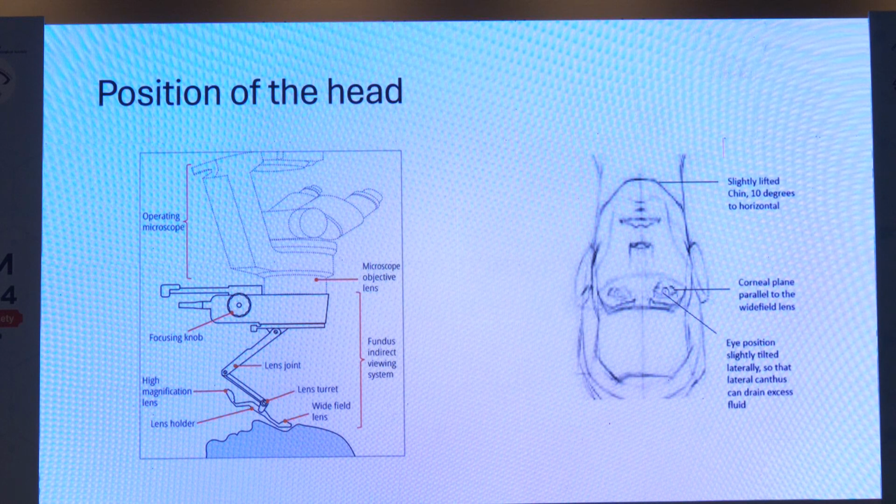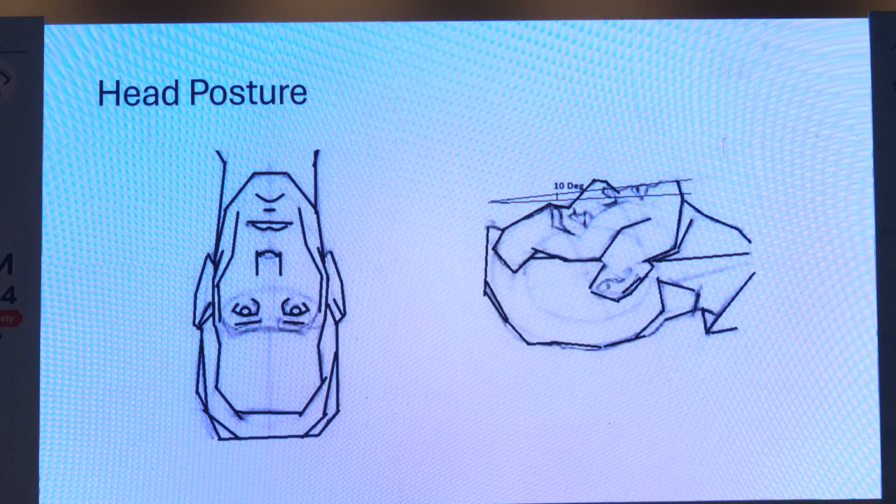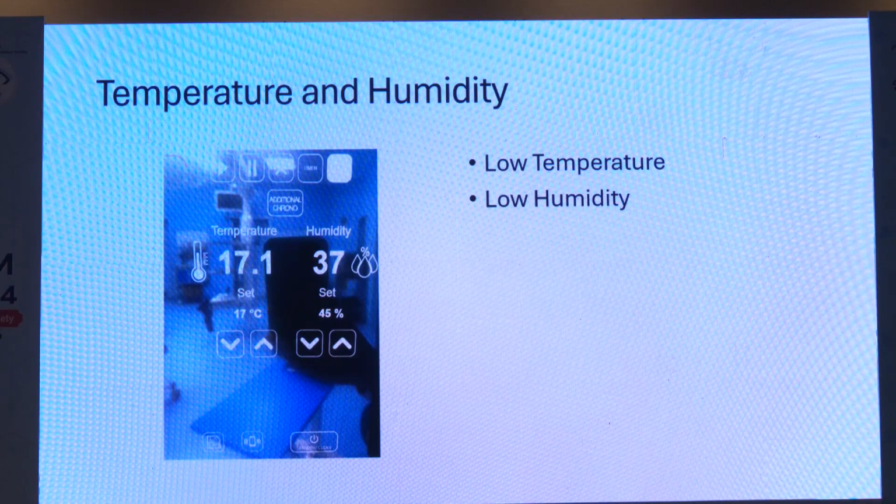Position of the head. It has to be parallel to the wide field lens. And slightly you can tilt the chin up by 10 degrees. Temperature and humidity has to be low, like 16 to 18 degrees Celsius temperature and humidity less than 40.